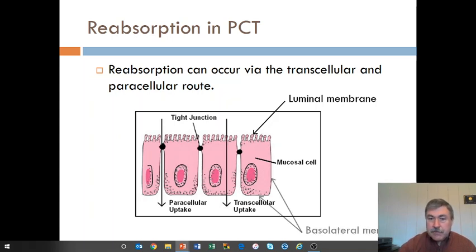In addition, there are the sides of the cells that are between adjacent cells, in other words, the lateral sides of the cells, and also the side opposite the luminal membrane. Those membranes are called the basolateral membranes. Okay, so it's important to remember the names of these membranes because we'll be talking about the transport mechanisms that are in these different membranes. There are different transport mechanisms located in the basolateral membrane and also the luminal membrane.